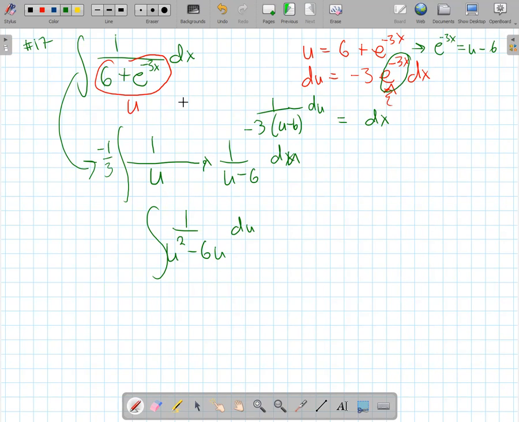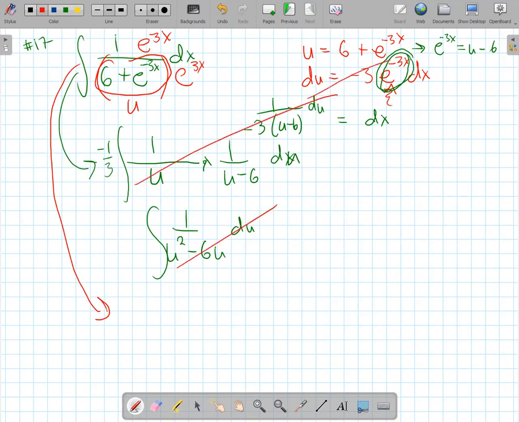So here's the observation I made when I was playing with this one before. The du, it would have been nice to have an e to the negative 3x in the top. I have an e to the negative 3x in the bottom. So I'm actually going to do a little algebra on this. I'm going to multiply top and bottom by e to the positive 3x, before I substitute, because this substitution did not seem to help, it made me only marginally better off, maybe.